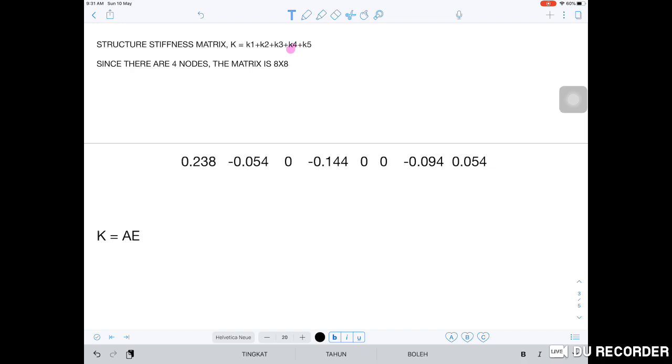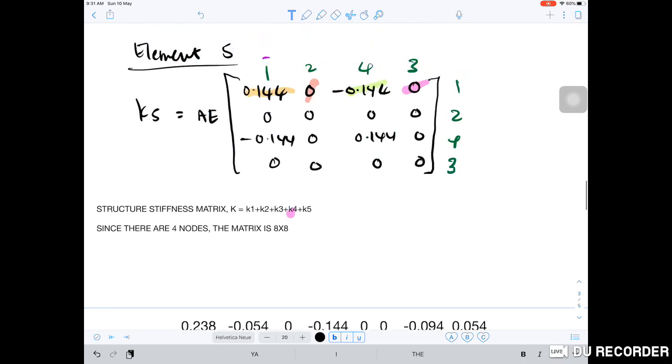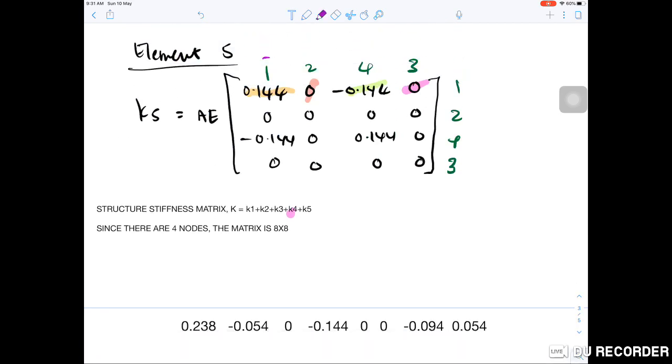Okay, now we move to 2 1. 2 1 is negative 0.054. Now I want to move to 2 2, because it is a symmetric matrix, right? So we don't need to write the full matrix. The symmetrical value is enough. Okay, 2 2. So find 2 2.